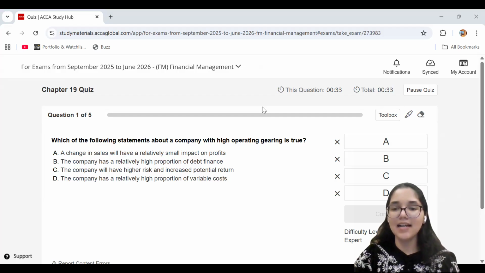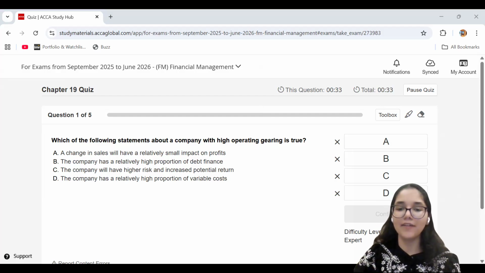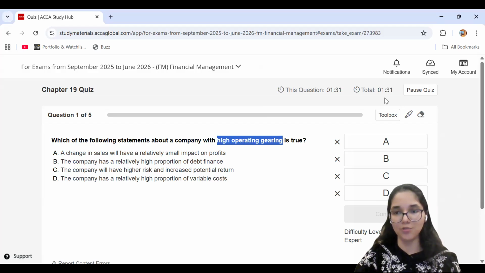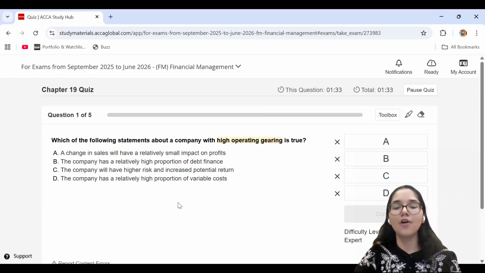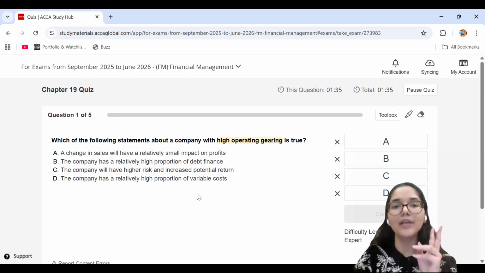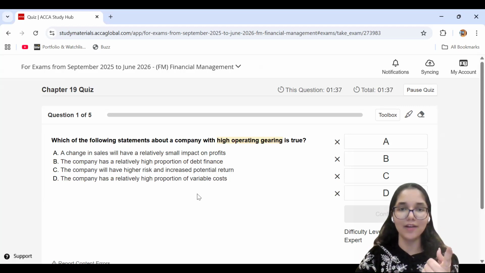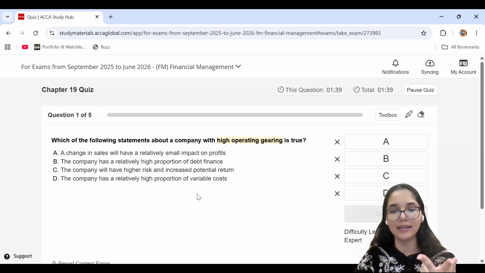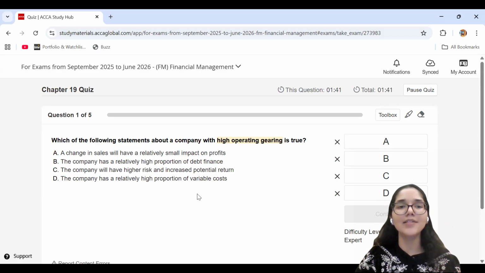Okay, so let us discuss this together. I'm seeing a mix of responses, although the majority of you are giving the correct answers. The question is asking us which of the following statements about a company with a high operating gearing is true. Just now we have learned the formula of operating gearing. I told you there are two types of gearing. One is financial gearing and one is operating gearing. Financial gearing relates to which aspect, guys? What is financial gearing all about?